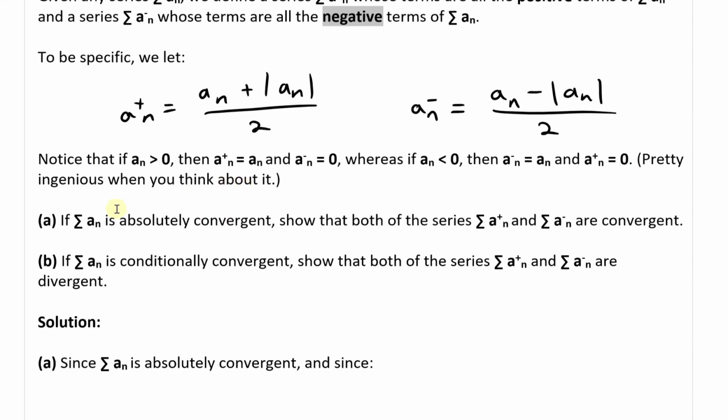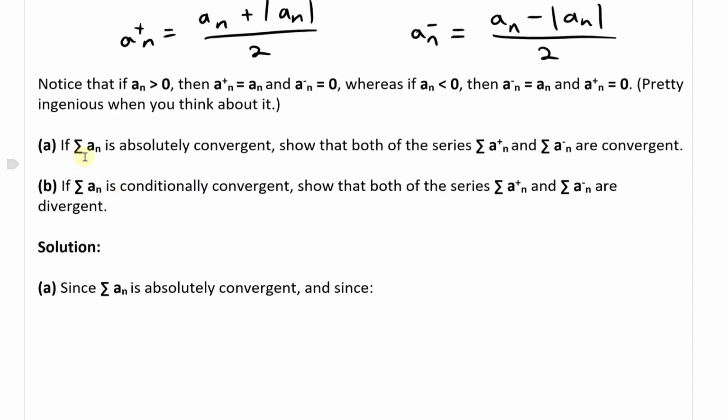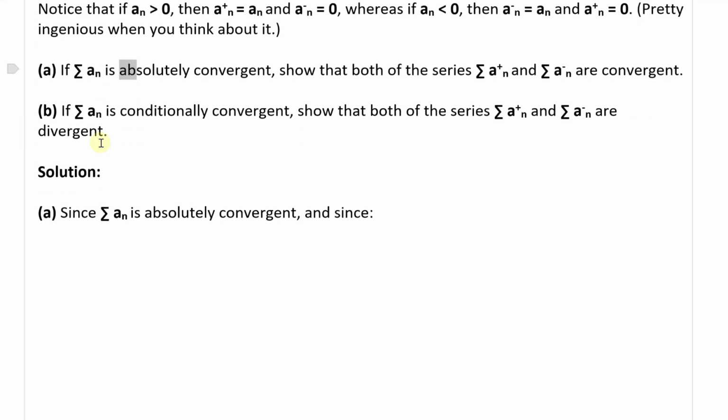It's pretty amazing. Let's look at part A. If the series a_n is absolutely convergent, show that both of the series a_n plus and a_n minus are convergent. So both the positive and negative terms, if you separate those out, are convergent. And if the series a_n is conditionally convergent, show that both of the series a_n plus and a_n minus are divergent. Remember, conditionally convergent is where the series of absolute values is not convergent, whereas absolutely convergent means the absolute values converge, and hence it's also convergent generally. So let's look at the solution.